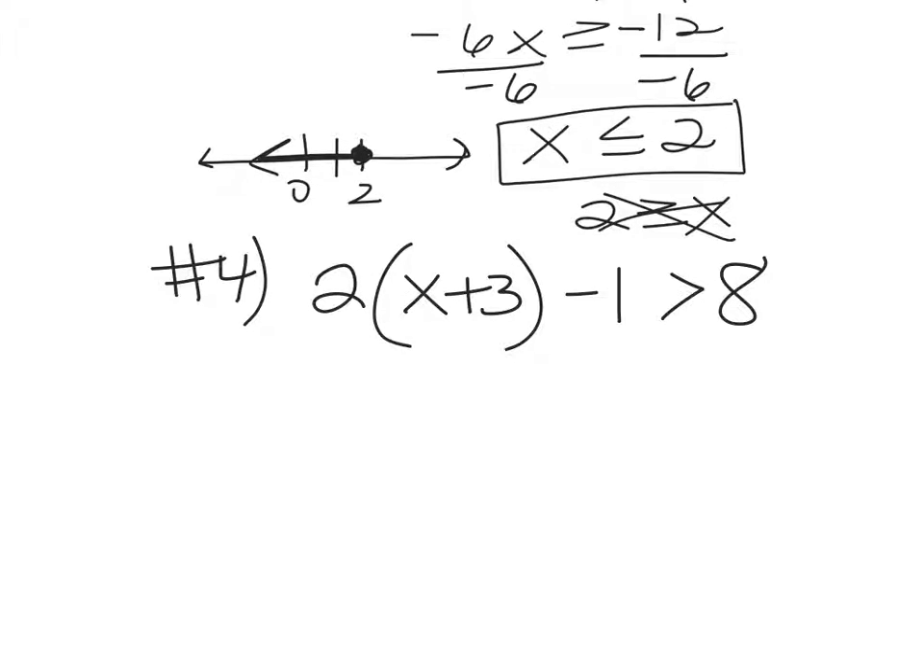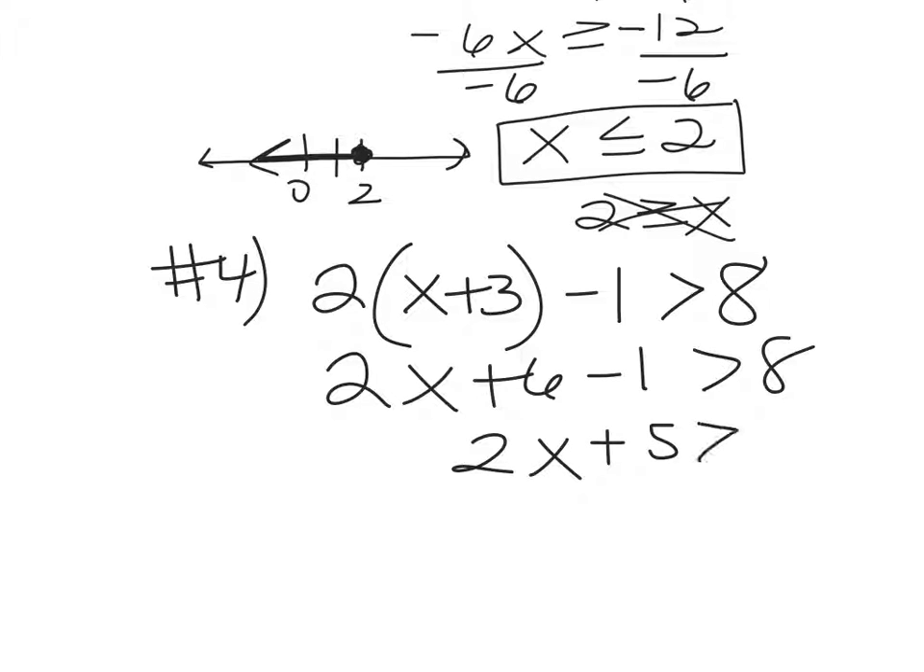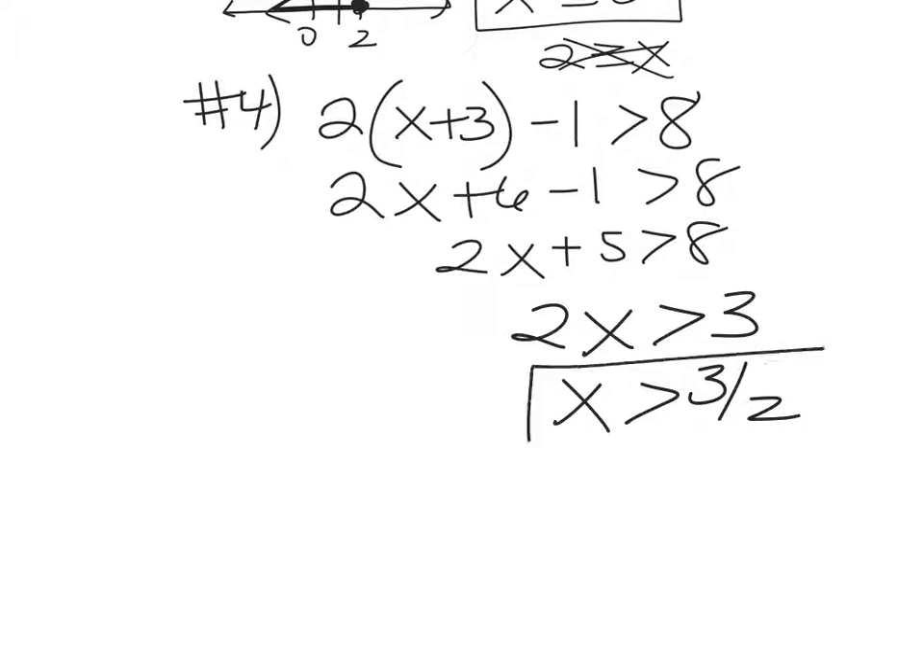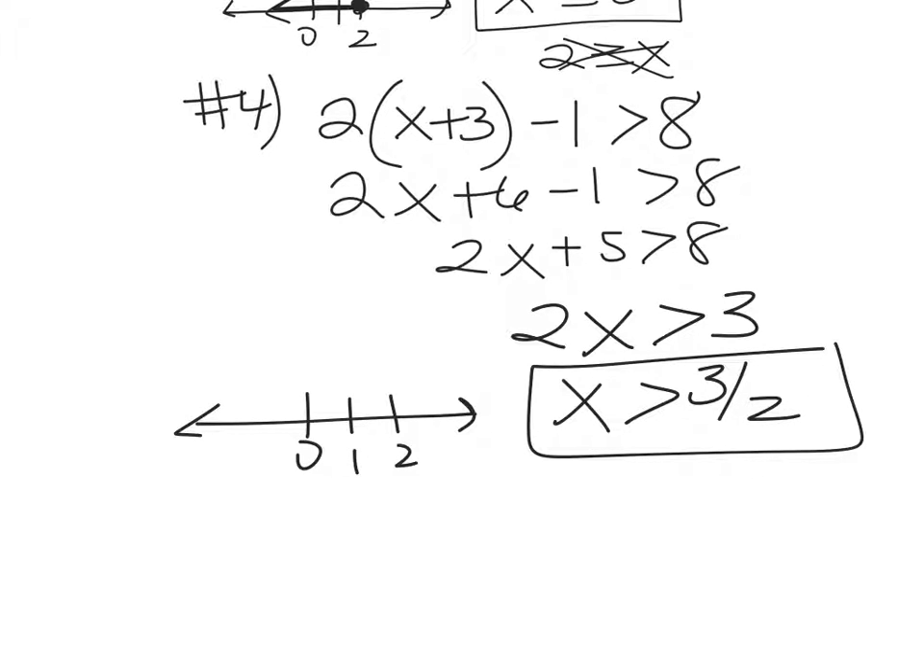You keep working. I'm going to go ahead and do it. 2x plus 6 minus 1. 2x plus 5. It's okay if you get decimals. Don't even worry about it. Subtract 5. X is greater than 3/2. A lot of you guys would rather write that as 1.5, which is fine. And then when you go to graph it, 1, 2. X is greater than 1.5. So I'm going to go to 1.5 and put an open circle. Open circle. And then go to the right.